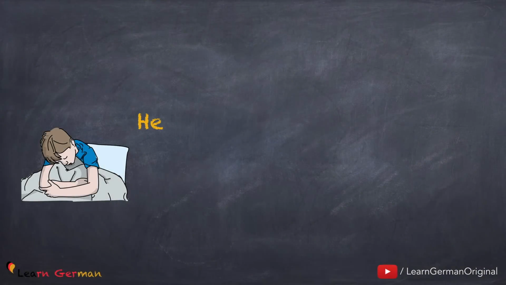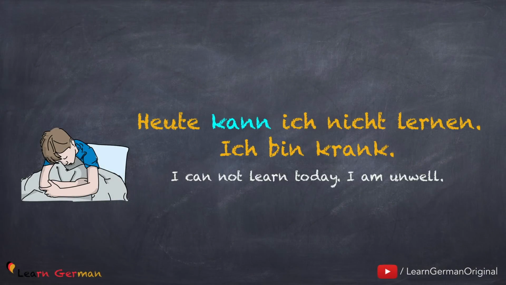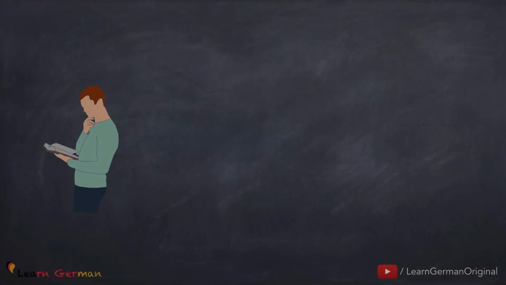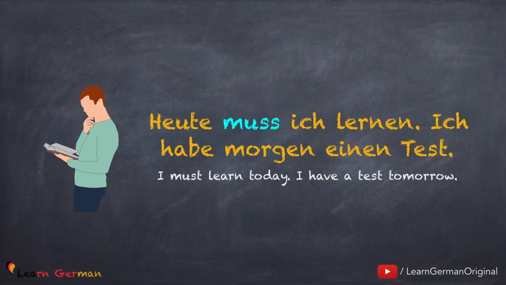Here are two examples. Heute kann ich nicht lernen. Ich bin krank. In this sentence, the modal verb können talks about the ability of a person. The next example is Heute muss ich lernen. Ich habe morgen einen Test. In this sentence, the verb müssen shows us a necessity. Why one has to learn today.